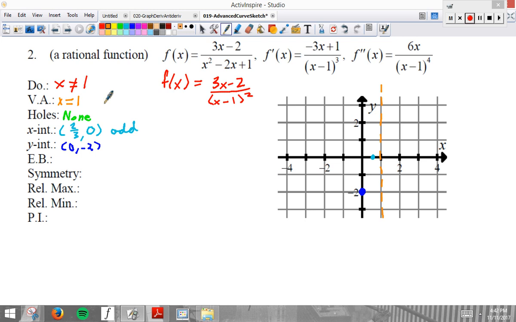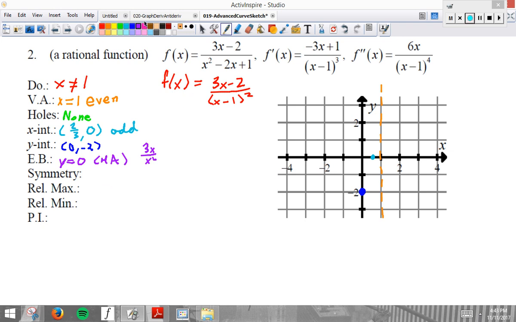Sorry if I had to make it a giant. I just remembered we didn't check if the vertical asymptote was odd or even. The power on that factor is even. The end behavior for a function like this is y equals 0, a horizontal asymptote. We're talking about 3x over x squared. The power on the bottom is bigger, so y equals 0.